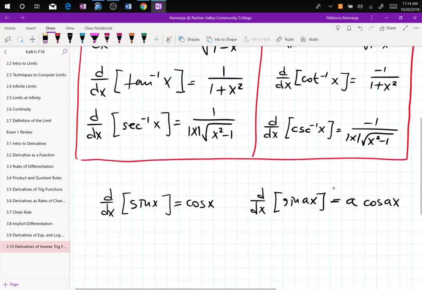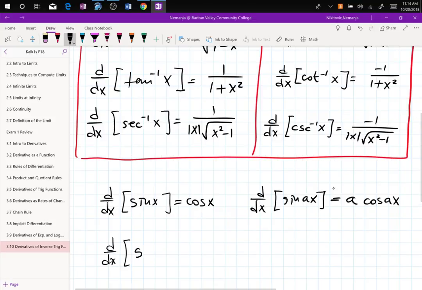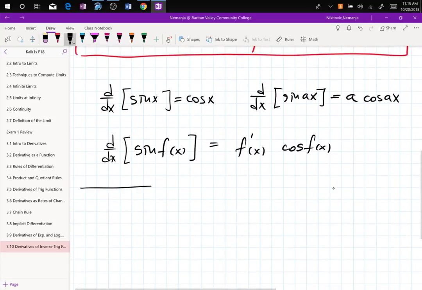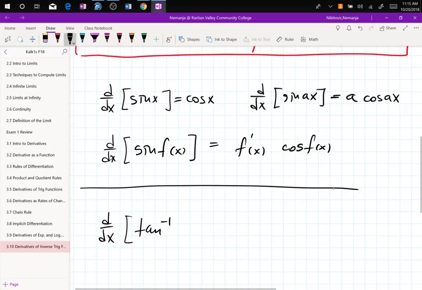And in general, if you have sine of any function of x, the answer would be f prime of x times cosine of f of x. This would be the chain rule piece. So this is a review. This is old. We are going to treat our inverses exactly the same way. So if I have the derivative of, let's say, inverse tangent, remember this is the most important one, you will be sick of this. Let's say you have the derivative of inverse tangent of x squared minus 5, whatever.